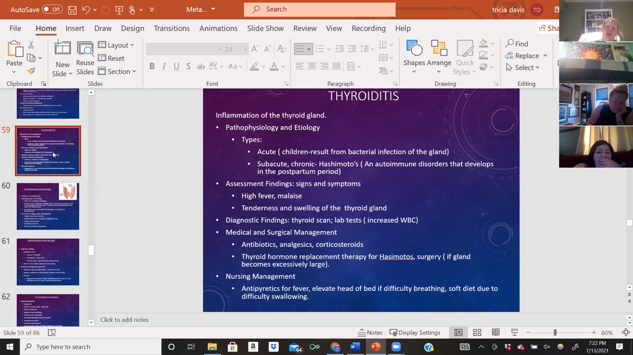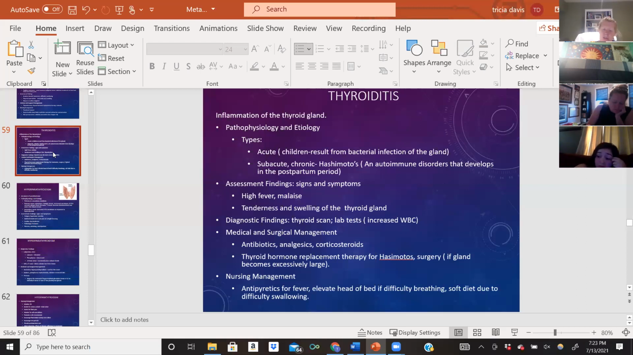So these patients are going to present with high fevers. They're going to be extremely tired. They will have tenderness and swelling of the thyroid gland when you palpate it. Diagnostic findings, a thyroid scan to look at the size. Lab test would reveal an increased white blood cell count, probably because there was an infection there.